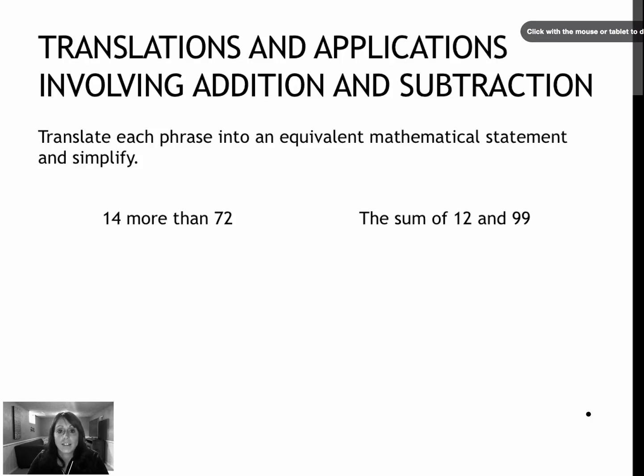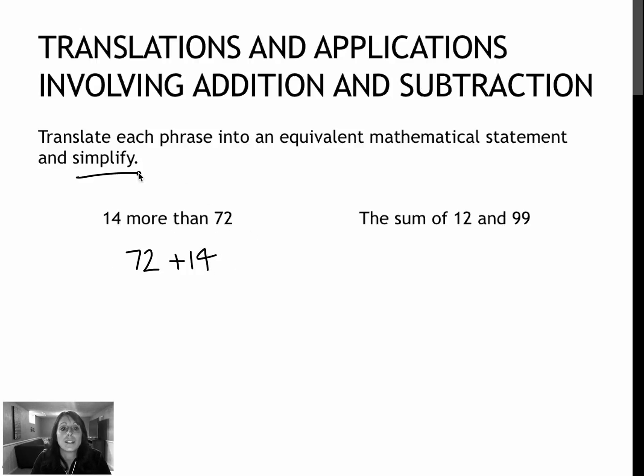Let's try a couple of these. We're going to translate these into a mathematical statement, then we're going to simplify, and simplify just means to find the result. So 14 more than 72 implies that I've started with 72 of something and I'm adding 14. So this would be my mathematical statement. If I were to then simplify, again, I would write these by stacking them. Take the 2 plus the 4 to get 6, the 7 plus the 1 to get 8. So my simplification would be 86.